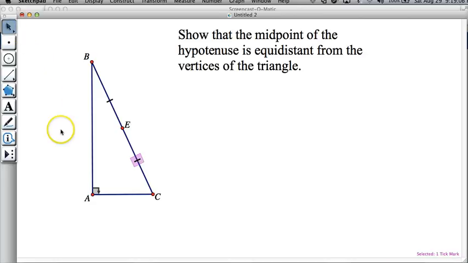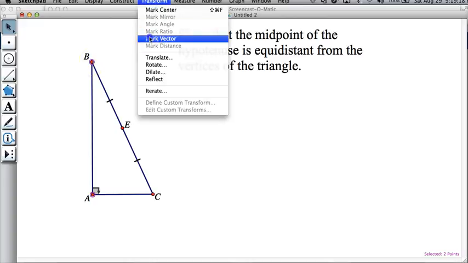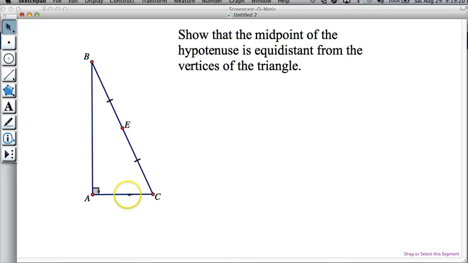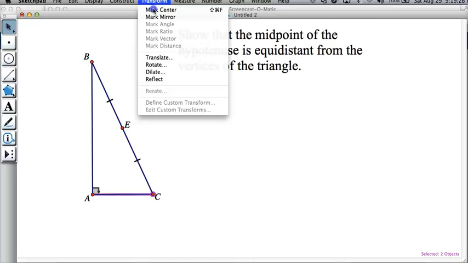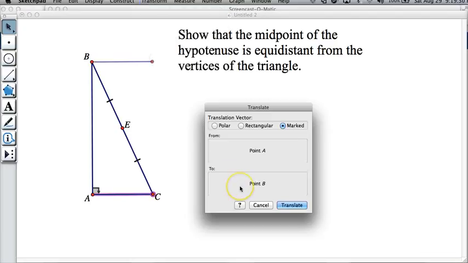So to do that, I'm actually going to compose a rectangle from this right triangle. And to do that, I'm going to make use of a translation. So I'm going to mark the length from A to B as a vector. And what I'm going to do is take segment AC and point C as well and translate those along that vector. Okay, that will ensure that I have a nice rectangle.